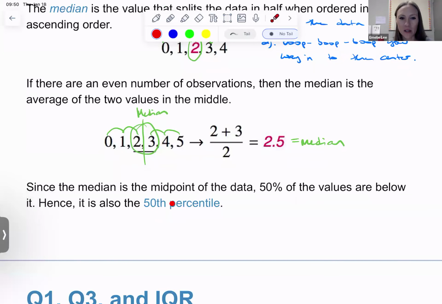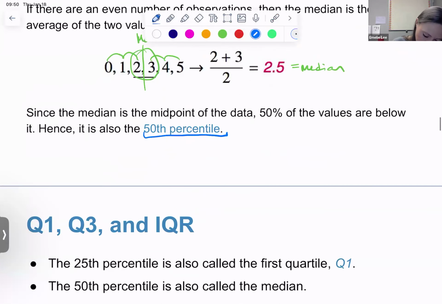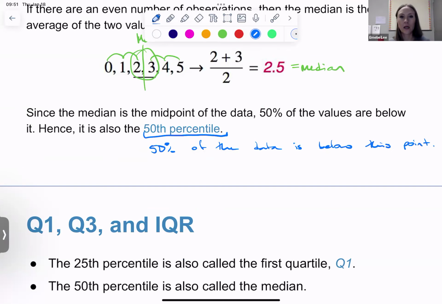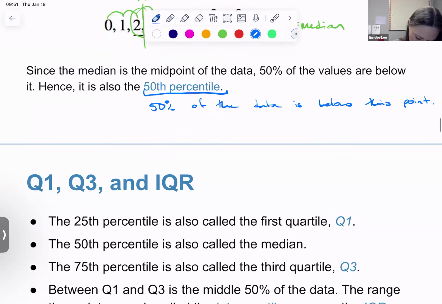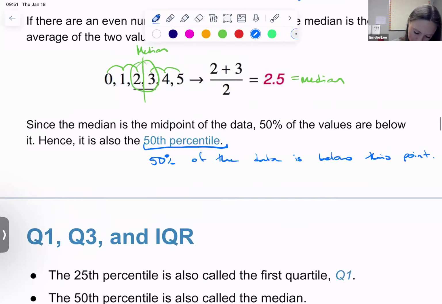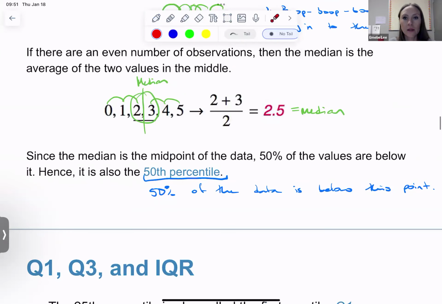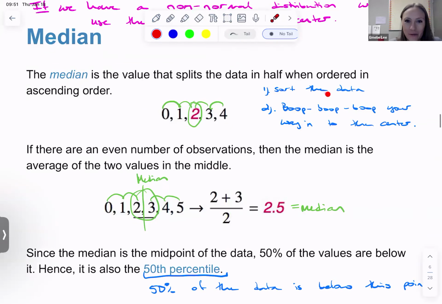We can also call this the 50th percentile. A percentile, in any case, the 50th percentile says that 50% of the data is below this point. So it's not too bad as long as you remember to sort your data first. That's going to be the most important part, and then find the midpoint, remembering that the median is the midpoint.